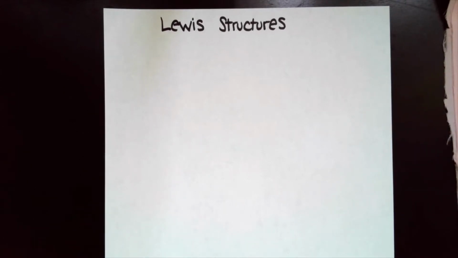In this video, I'm going to explain how to draw Lewis structures. Lewis structures are generally a way to show the covalent bonding in covalent molecules. They can be used for ionic compounds though. So real quick, I'll start by showing you how to draw a Lewis structure for an ionic compound, and then the rest of this video will be dealing with covalent compounds.